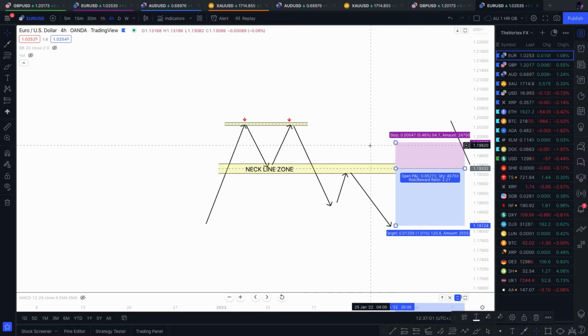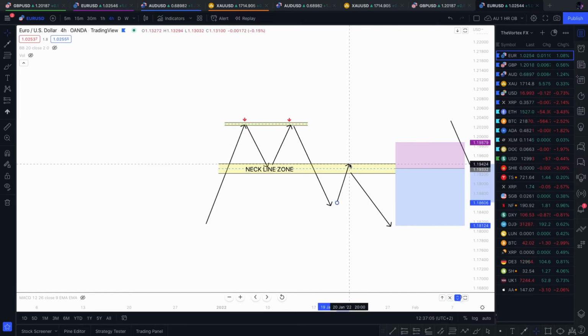So it all depends on how you backtest them. Some guys will enter at the very top. Some people will enter at the very bottom. Some traders will enter in the middle. Okay, it all depends on how you backtest and what works for you.